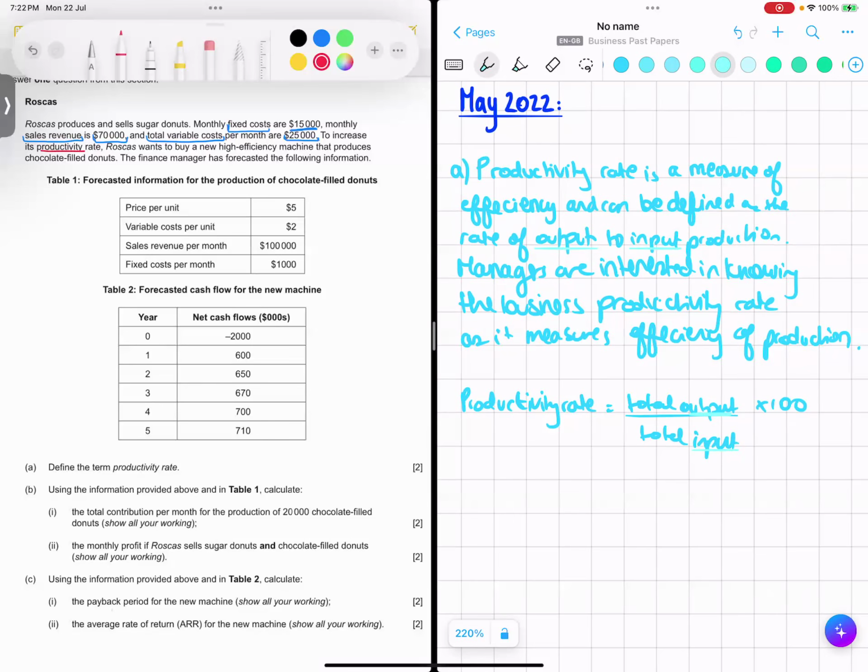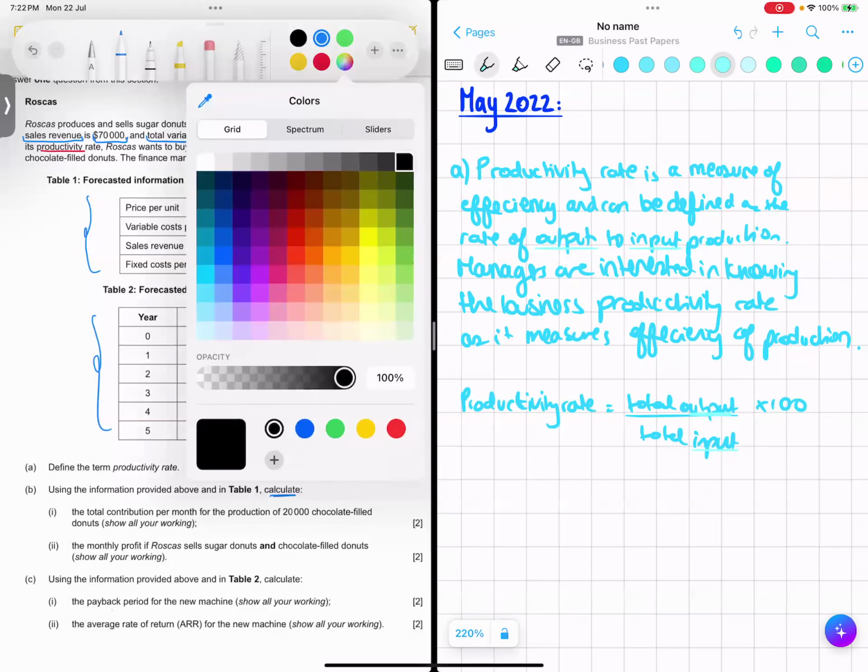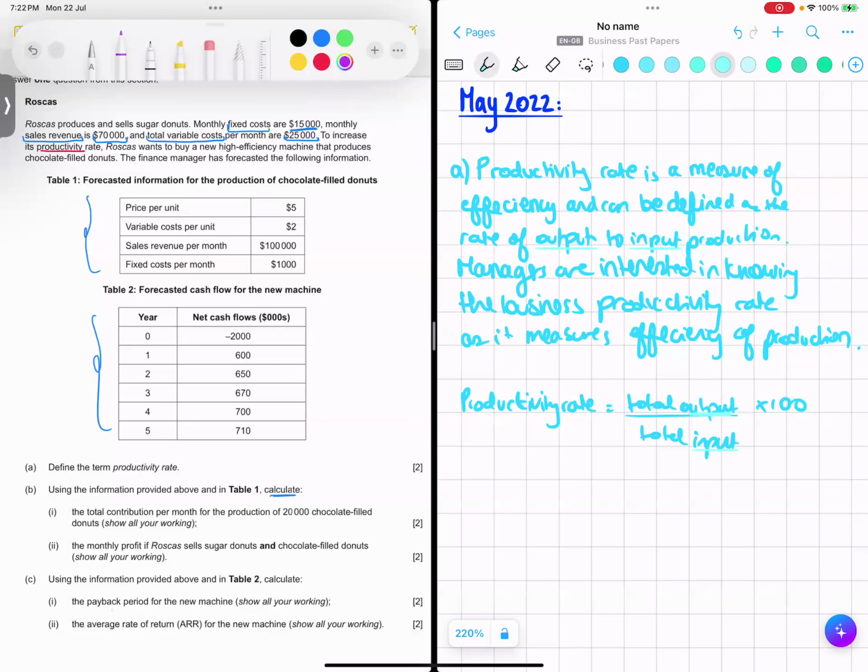So that is by defining. Once you begin defining, you don't really have to look at your tables. But now we do, because here they're saying using the information above and in table 1, calculate the total contribution per month for the production of 20,000 chocolate-filled donuts. Keep in mind, in IB Business Management, you really have to keep your eyes peeled for the detail. Here you had sugar donuts, but in here it's chocolate-filled donuts. And here it's for chocolate-filled donuts. So always keep that in mind.